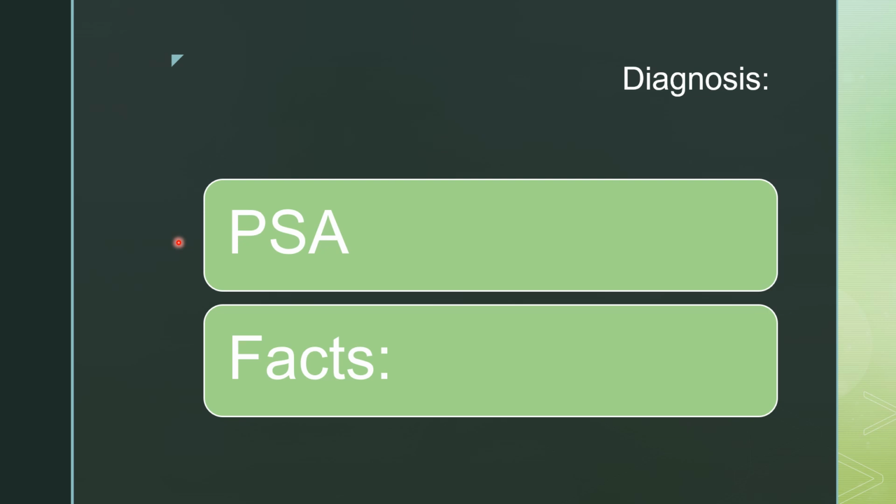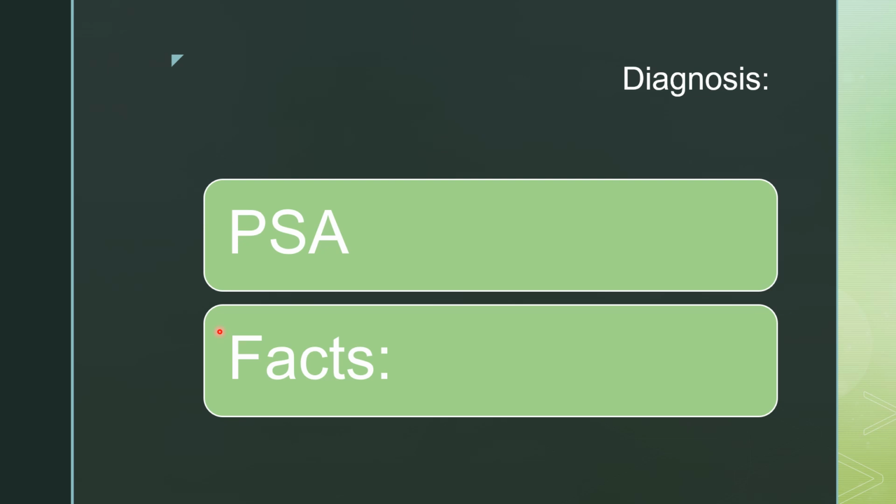Why that? You will soon know that we can have a high level of PSA and the man is not having prostate cancer. Also, we will soon know that we can have a low level of PSA, yet the man is having prostate cancer. Then someone will ask, what is the point of having PSA there? Don't be in a hurry. We'll get the facts. Now, let's address the facts.